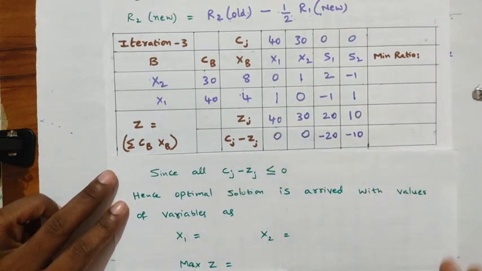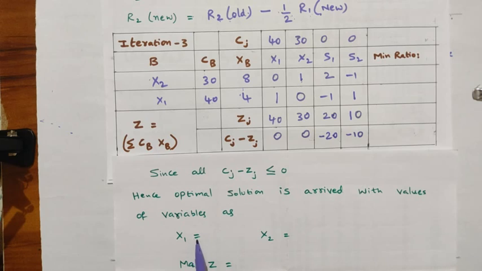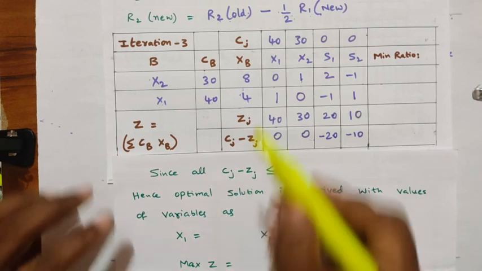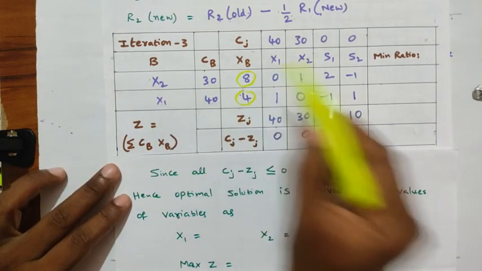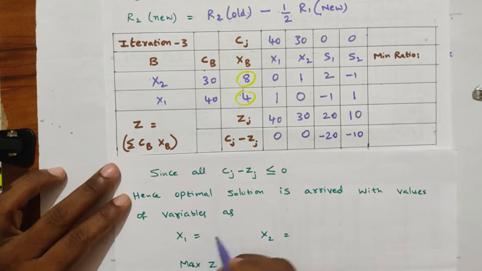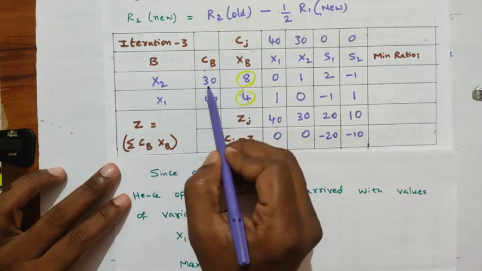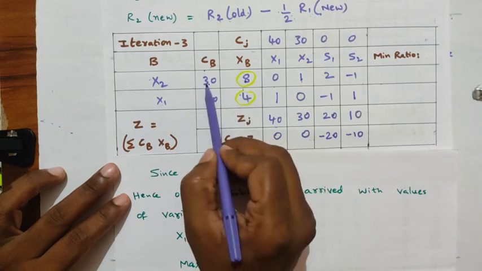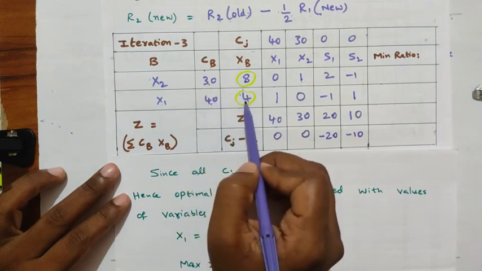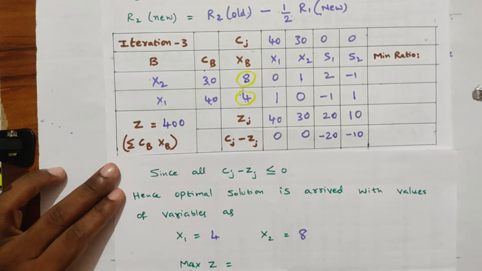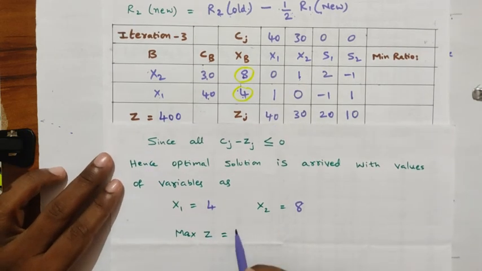Here we need to find out the values of variables also. Here if you see, x1 is equals to 4 and x2 is equals to 8, and z is equals to the summation of cb into xb. 30 into 8, that is 240, plus 40 into 4, that is 160. 240 plus 160 is 400. So z value is 400. Here max z is equals to 400. Here we have got x1 4 and x2 8.